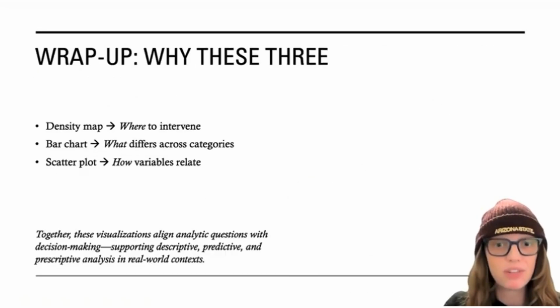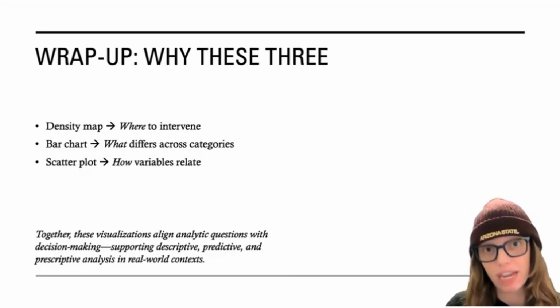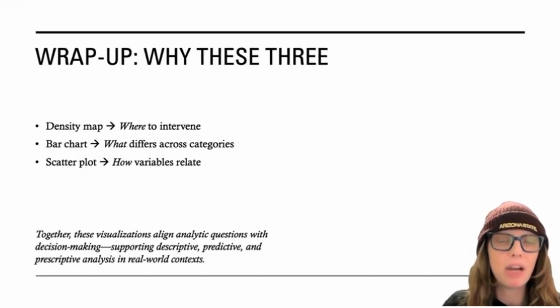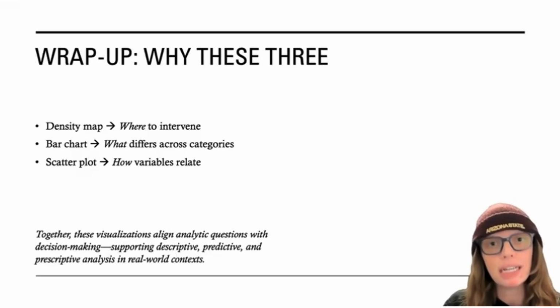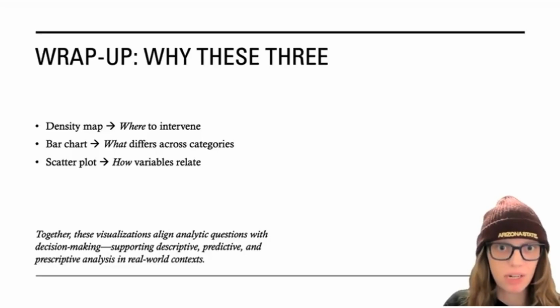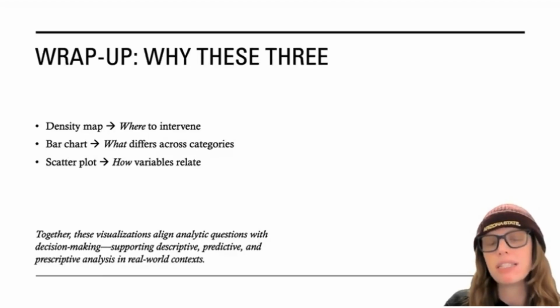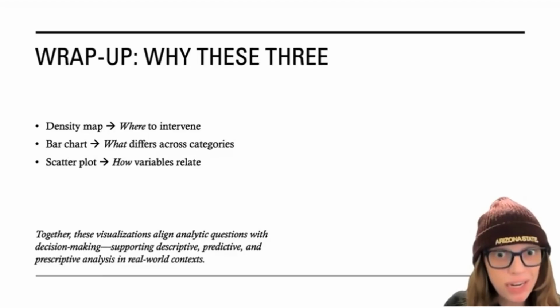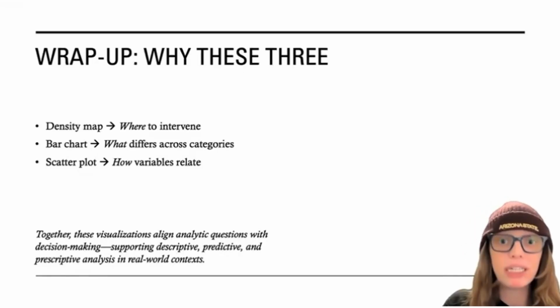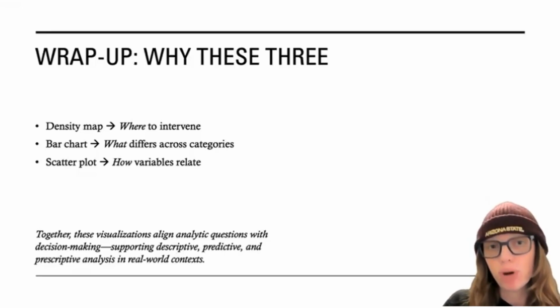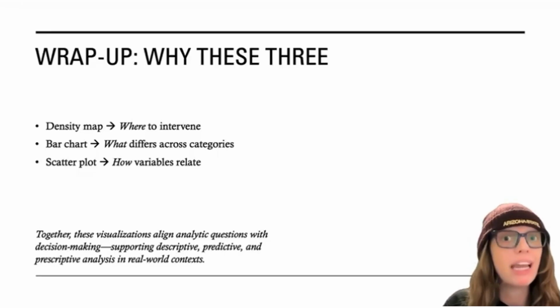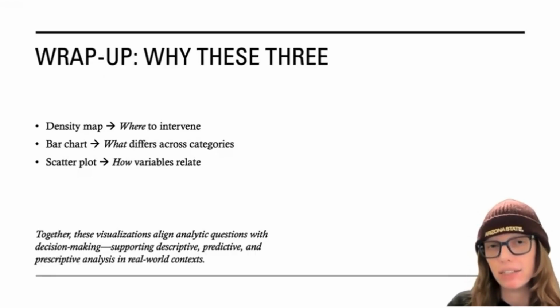Together, these three visualization types support different stages of analytic reasoning. Density maps help identify where issues concentrate, bar charts clarify categorical differences, and scatter plots explore relationships between variables. These are the visualization techniques I rely on most in analytics-driven public safety and policy work, as they strike a balance between clarity, interpretability, and decision relevance. Choosing the proper visualization ensures that insights are accurate and reliable. Ultimately, effective visualization aligns the chart with the analytical question, allowing the data to inform decisions meaningfully.